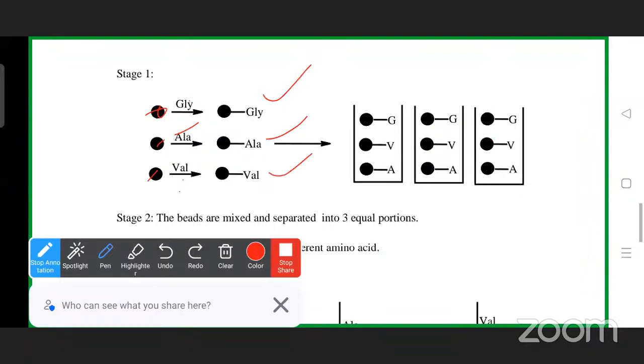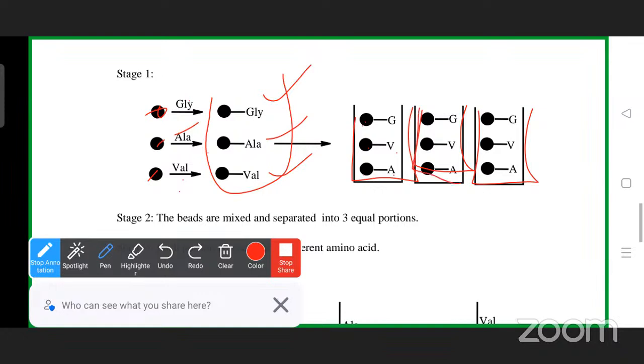So now after attachment of these 3 amino acids with the resin beads, you take these resin bead attached amino acids and distribute them in 3 reaction vessels, in equal portions. Okay. So then you will get the resin bead attached glycine, resin bead attached valine, and resin bead attached alanine.